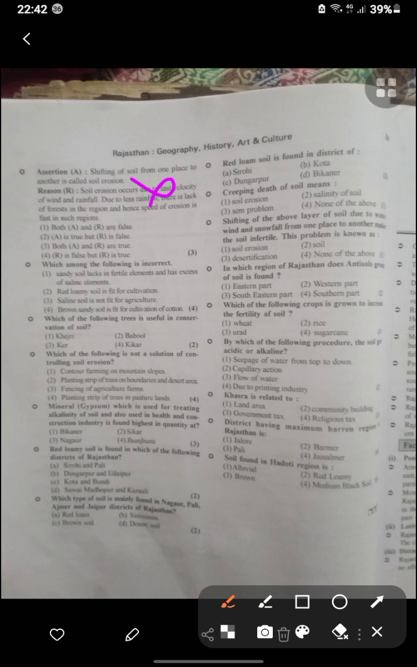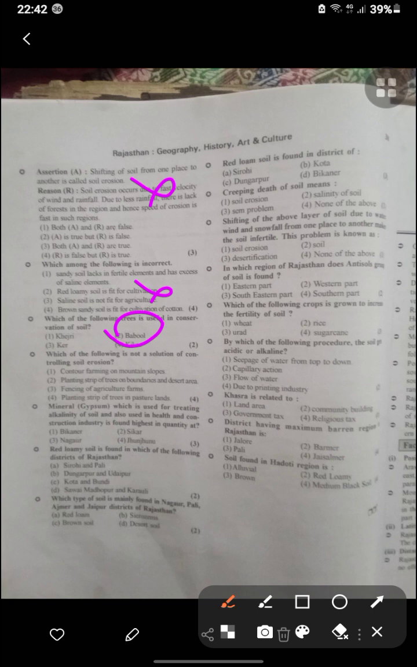That is not true. Which of the following are incorrect? Brown sandy soil is fit for the cultivation of cotton. That is incorrect because black soil is needed for this. Which of the following trees is useful in the conservation of soil? That is the babool tree.